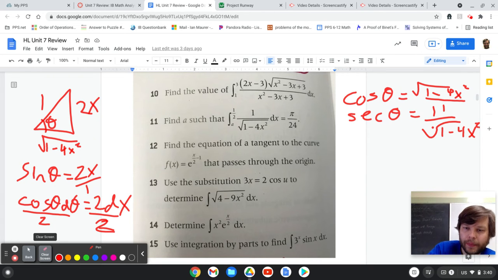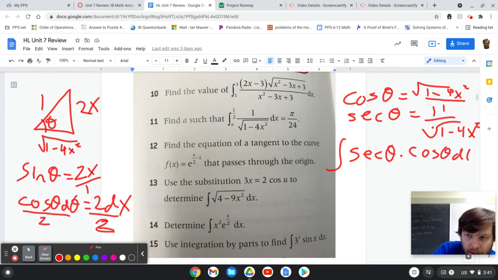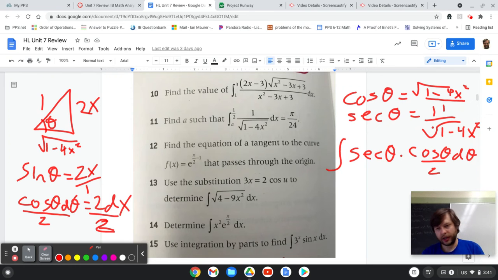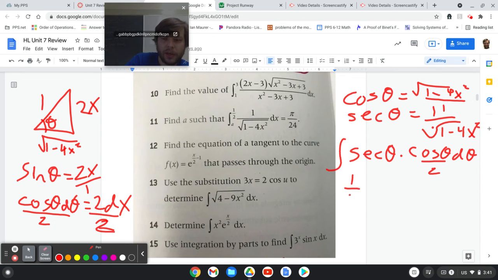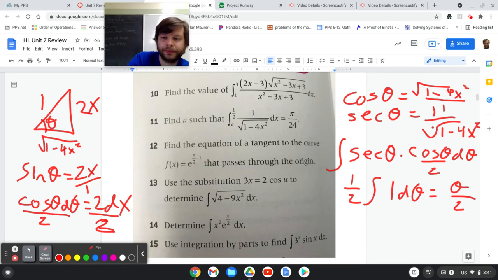And then we're ready to set up our integral. And so our integral becomes secant of theta times dx. And dx is cosine of theta d theta over 2. Luckily, cosine and secant are reciprocal, so if you multiply secant times cosine, you get 1. So what we really just have is 1/2 times the integral of 1 d theta, which is equal to theta over 2.